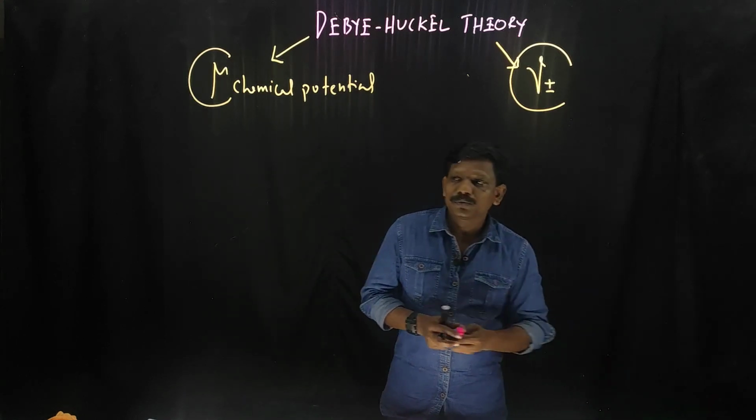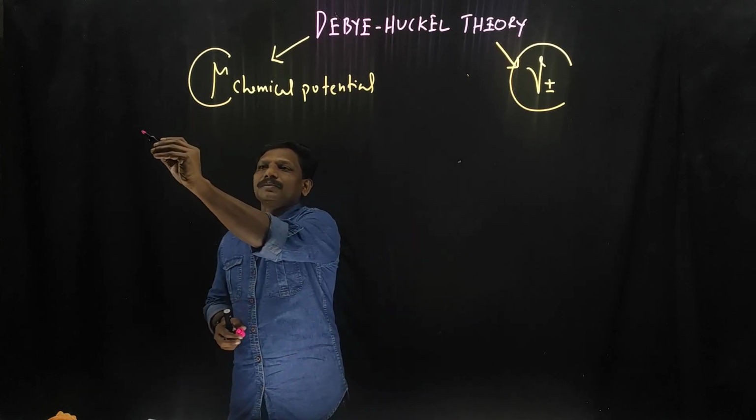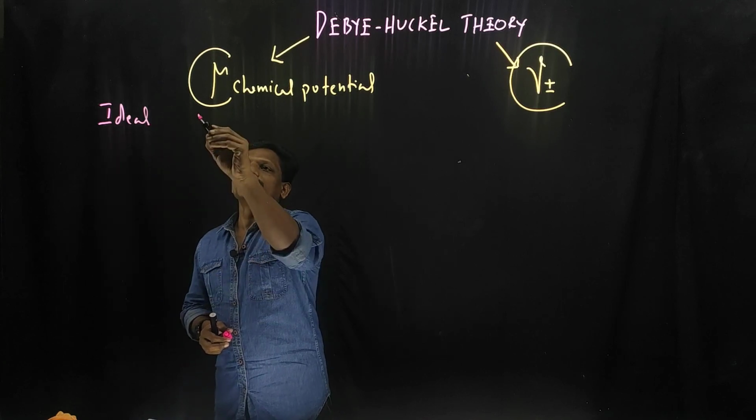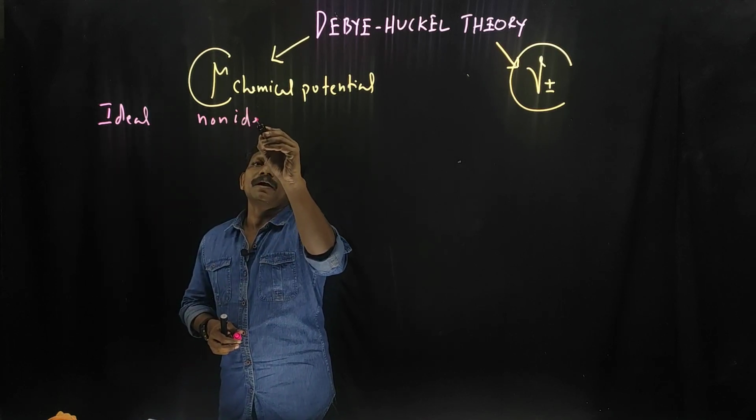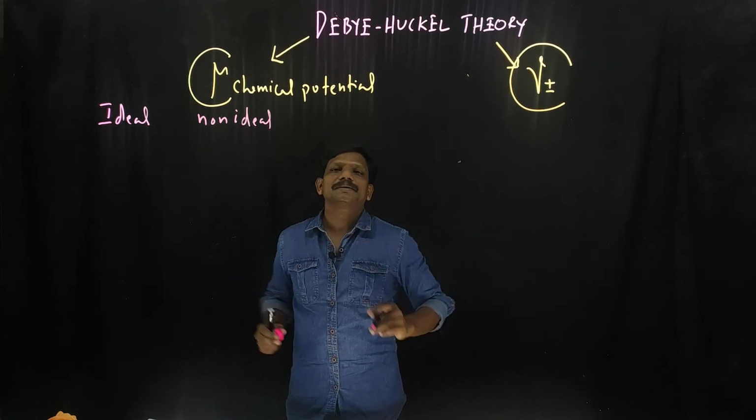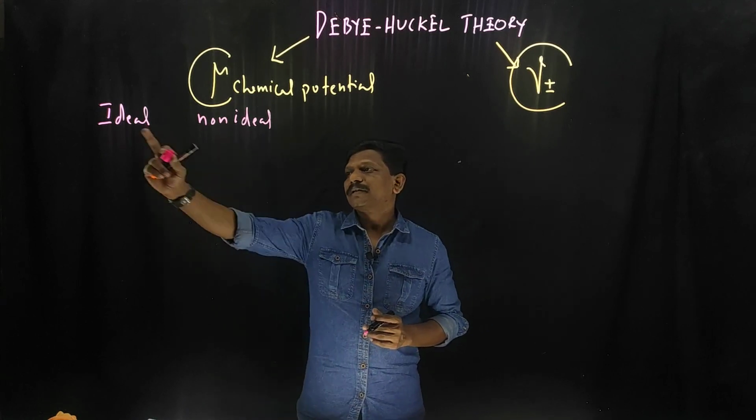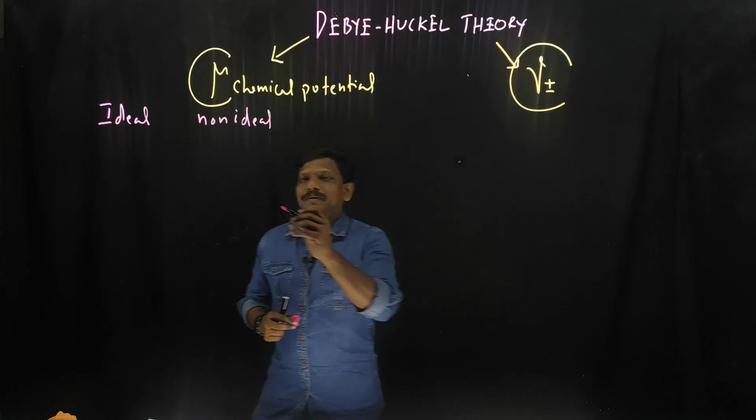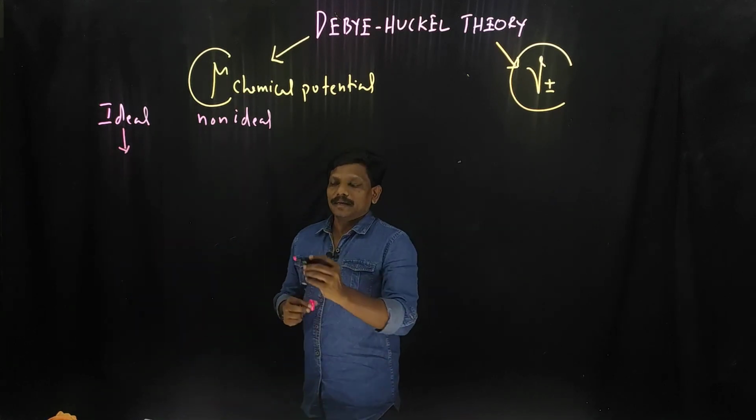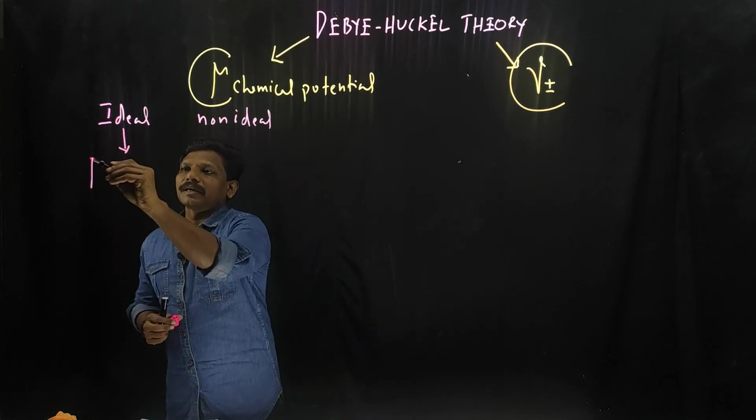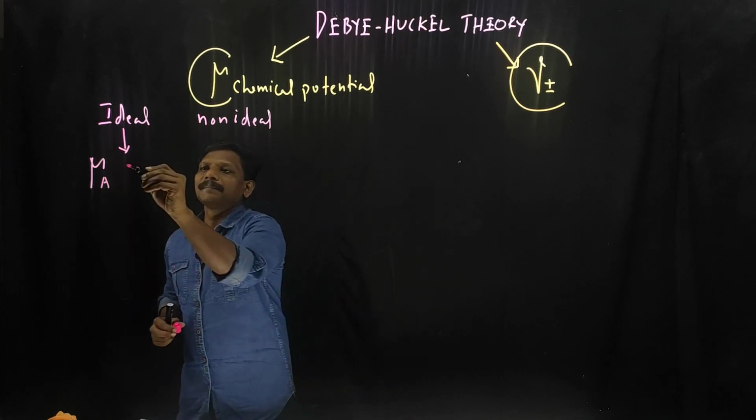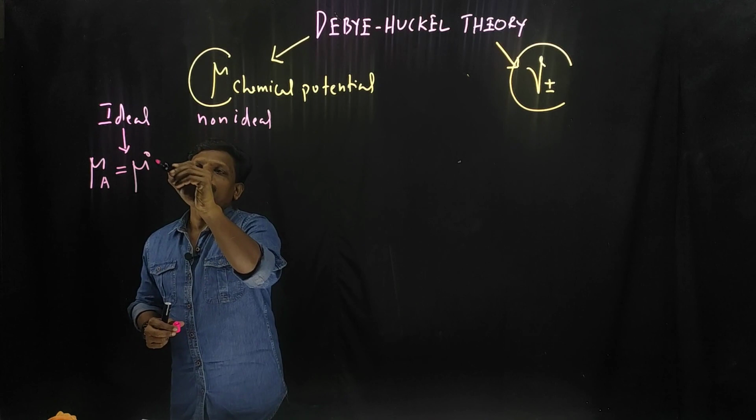There are two types of solutions: one is the ideal solution and the other is the non-ideal solution. We are talking about electrolytes, which is why we are considering this solute plus solvent combination. So what will be the chemical potential of an ideal solution? In the case of an ideal solution, you can write, suppose the species is A, mu A is equal to mu 0 A.